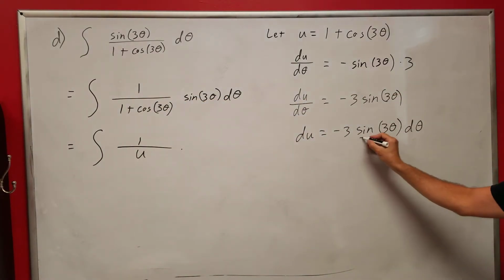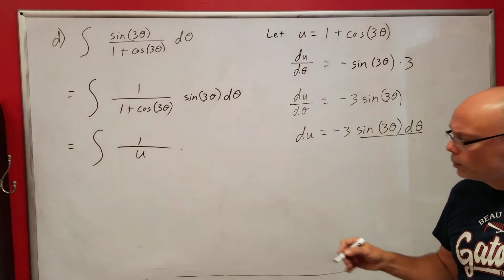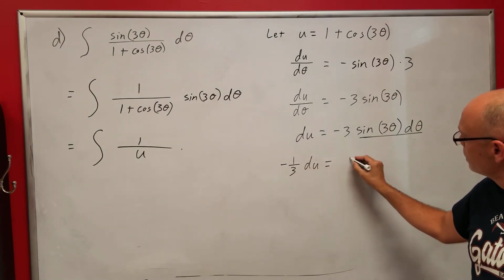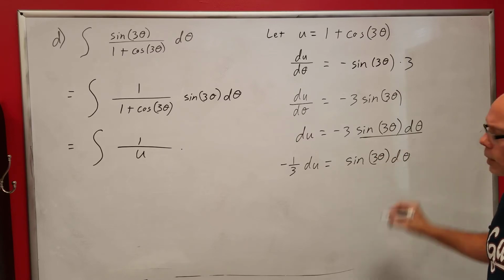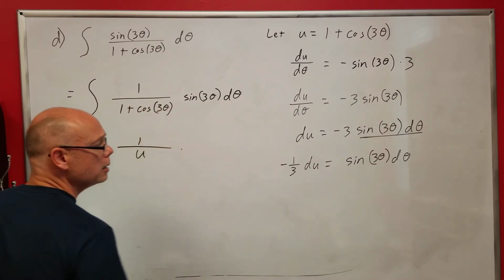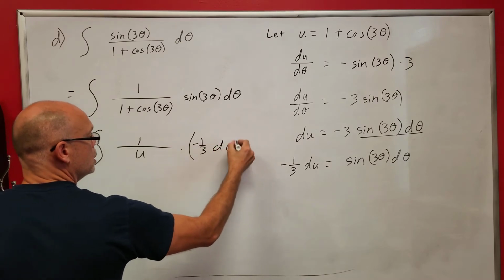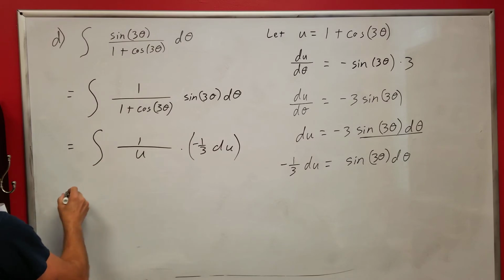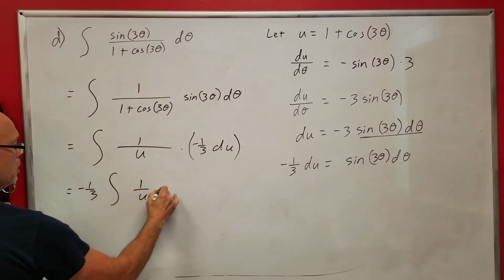I need to isolate this part right here, okay? So I'm going to divide both sides by negative 3 or multiply by negative 1/3. And I get negative 1/3 du is equal to sine of 3 theta d theta. So what's the sine of 3 theta d theta? Negative 1/3 du, we just said. All right, bring your negative 1/3 to the outside. So that's negative 1/3 times the integral of 1 over u du.